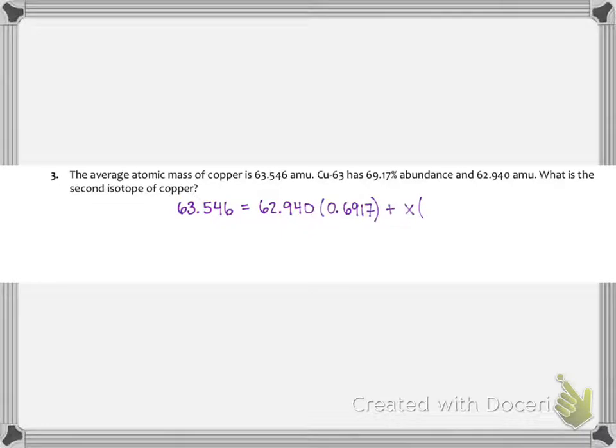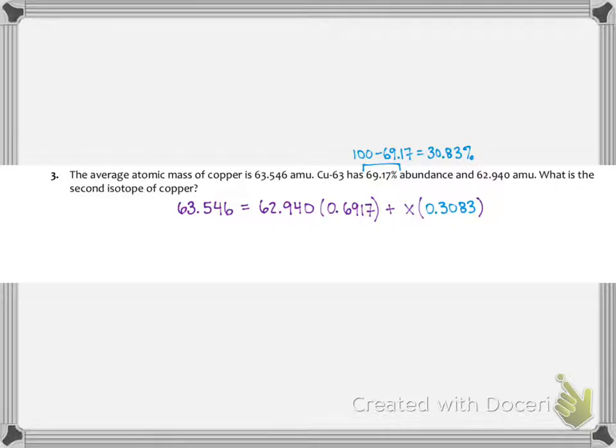Now you might be thinking we've got a problem because we have two unknowns. We don't know the mass of the second isotope, but we also don't know its percent abundance. Well, we do know its percent abundance because they're saying that copper only has two isotopes, and we know the percent abundance of the first one, which means to find the percent abundance of the second one, we just have to subtract from 100.